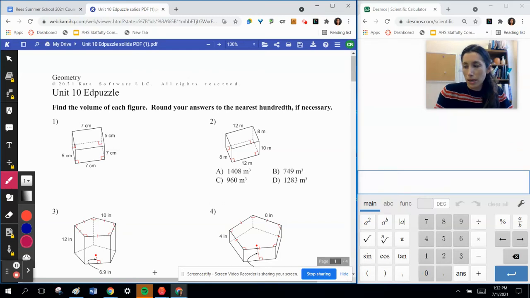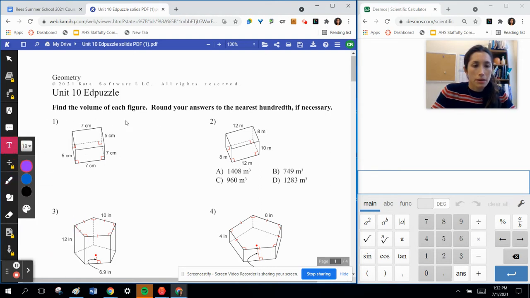All right, we're looking at the solids unit, our Edpuzzle here. So we'll be doing some questions with you, and then you'll be trying some on your own. First, we have a prism. And so let's write out the formula for a prism.